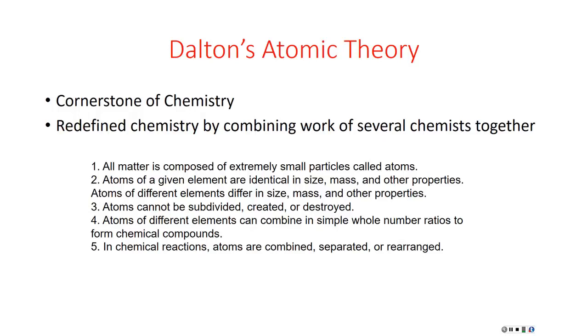So elements combine to form compounds. That's our definition of what compounds are. And the simple whole number part just means that you have to have whole atoms. You can't take a third of one atom, half of another atom, a quarter of another one, put it together, and make something new. It doesn't work that way. You have to have whole atoms to actually do stuff. And then 5, chemical reactions. Atoms are combined, separated, and rearranged.